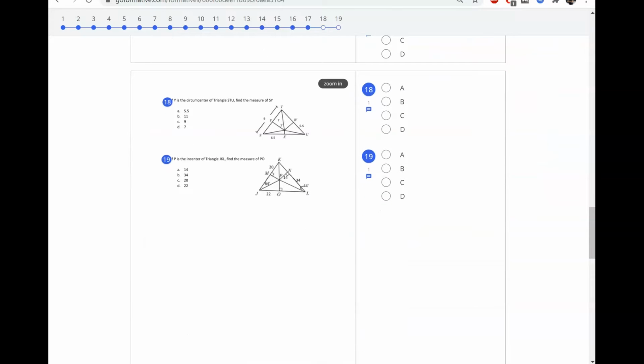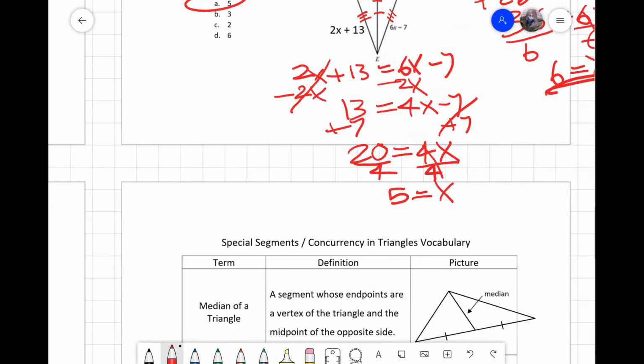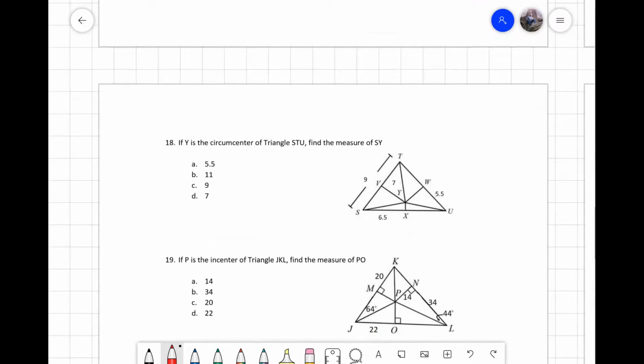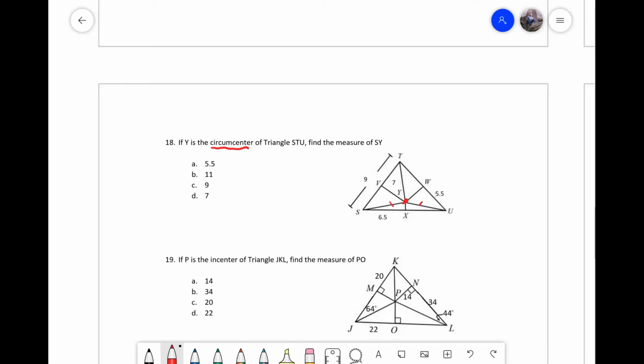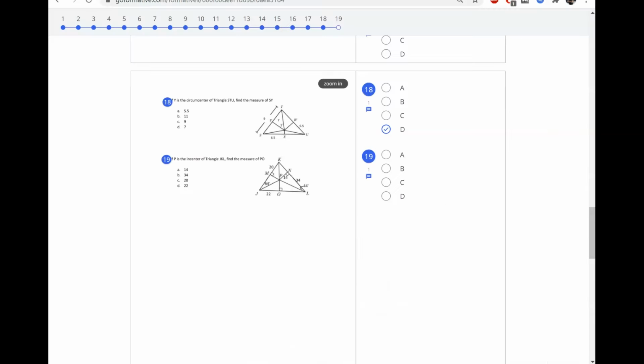Let's go back over. And now we just got 2 more. Let's take a look at those. So 18. For circumcenter, if you look at your notes, it tells you that this circumcenter is equal distance to each vertex, the vertices. So if this is 7, then this is 7, and this is 7. So since this is 7, SY is 7. So our answer is going to be letter D. And we put that over here on 18.